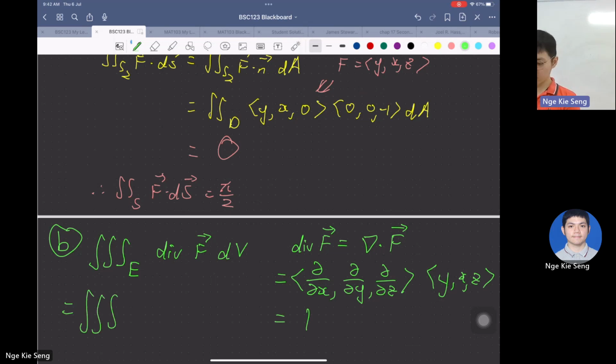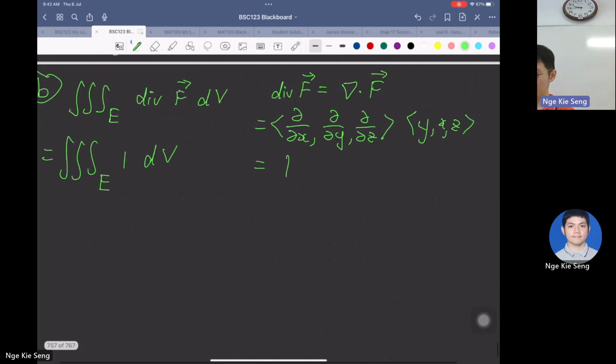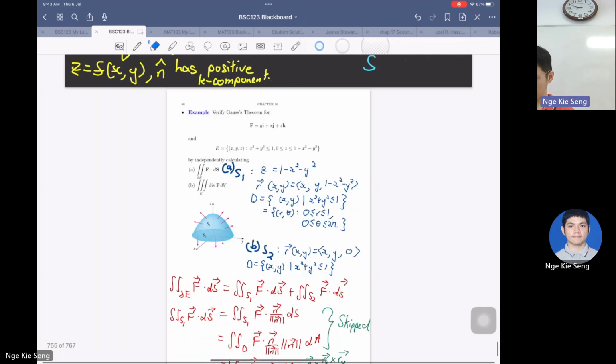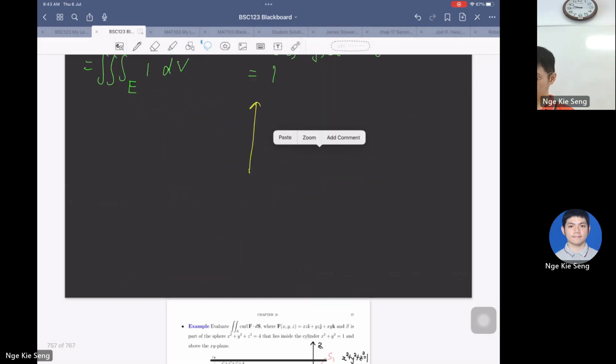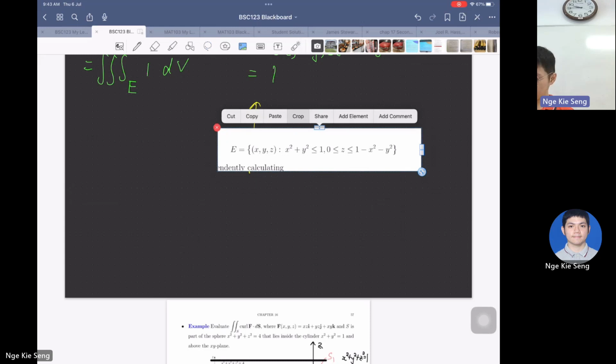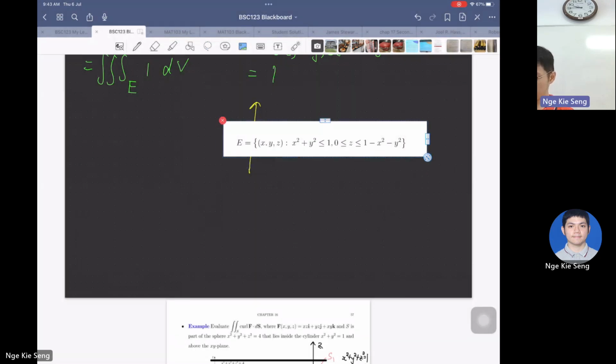Integrate over the solid of 1. What is this? This is actually a volume, right? So let's see, do we know the volume of this domain or not? How do we describe the domain here? Let me bring the shape for you. Let me copy and paste this and crop it. How to describe this domain here?